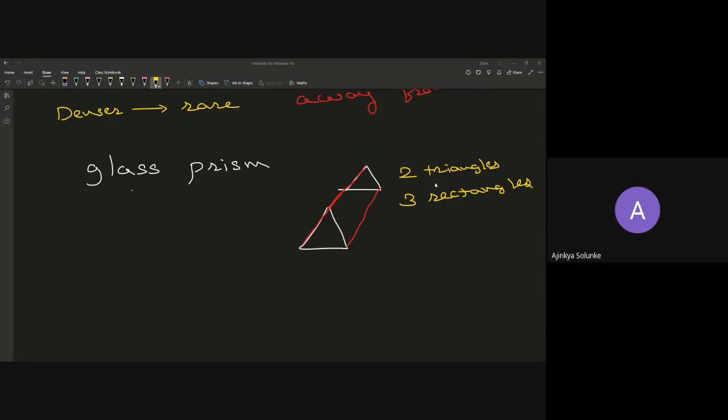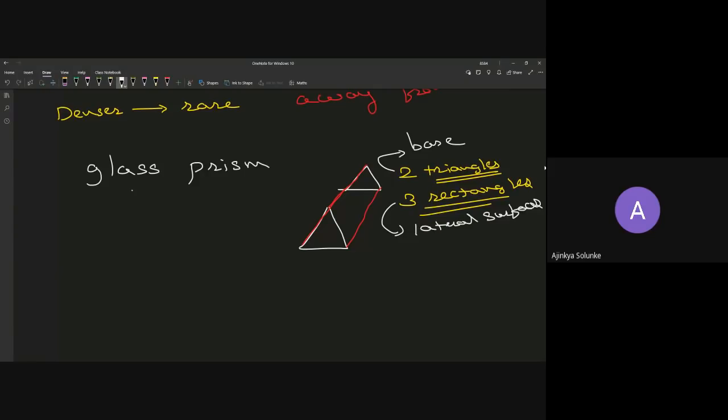Now question is, suppose out of these rectangles and triangles, which one is the base? Are the rectangles the base or are the triangles the base? Triangles are the base. Okay, always remember that triangles are the base, not the rectangles. Rectangles are lateral surfaces. Lateral surfaces means sideways surfaces. So rectangles are lateral surfaces.